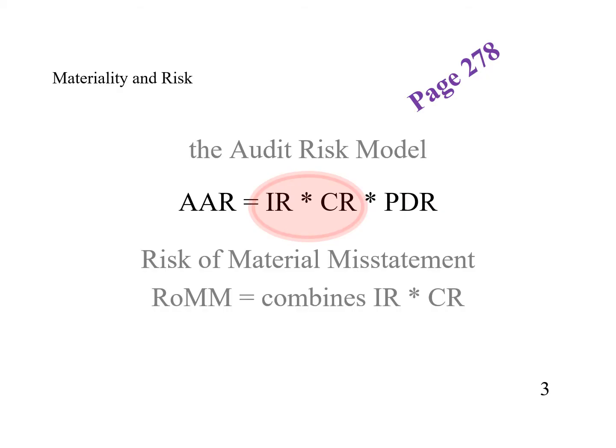The audit risk model, as I learned it, was audit risk equal inherent risk times control risk times detection risk. It's a planning model. It helps you think through how you're going to plan your audit. Inherent risk and control risk are often combined and called the risk of material misstatement, ROM. So audit risk equal inherent risk times control risk times detection risk.